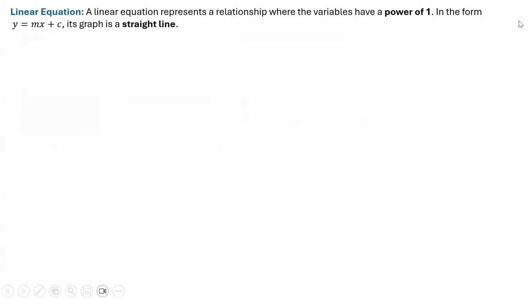Now, we're going to learn about linear equations. So what is a linear equation? A linear equation is a type of equation that has a power of 1 and follows y equals mx plus c, and it will provide you a straight line, not a curve, a graph.